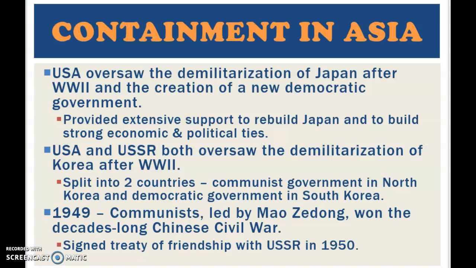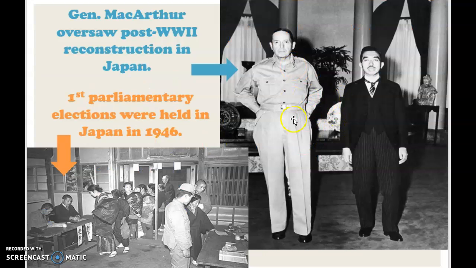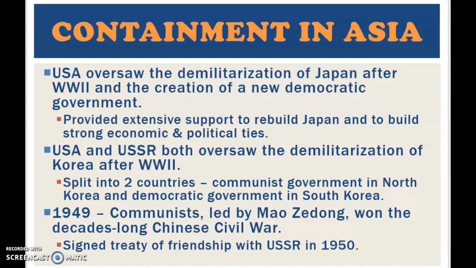We also see containment in action in Asia as well, right? The U.S. is going to oversee the demilitarization of Japan after World War II and help create a new democratic government. You can see Douglas MacArthur here. General MacArthur is going to oversee this, and he's actually going to help write the Constitution and oversee the very first democratic elections in Japan. And we provided extensive support to help rebuild Japan and build very strong economic and political ties, which we still enjoy to this day.